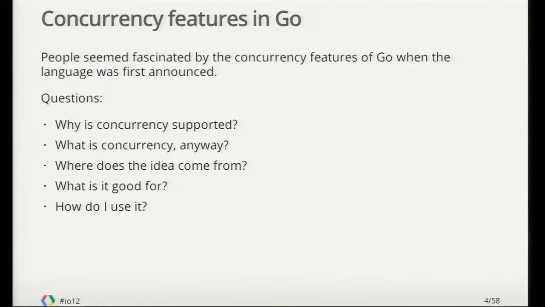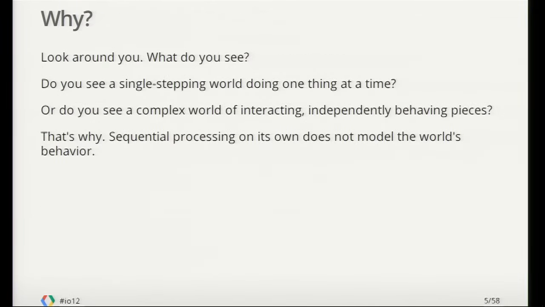First of all, let me give a little background. When Go came out in November of 2009, a lot of people were immediately fascinated by the features of Go that provided concurrency and wanted to play with them and goof around. But also a lot of people had questions about them. Why is concurrency even in the language? What exactly do I mean by concurrency? What is the origin of the ideas, and what is it all useful for? Today I'm going to talk about all those things, but I'm mostly going to talk about how you use the features. But I need to give you a little background.